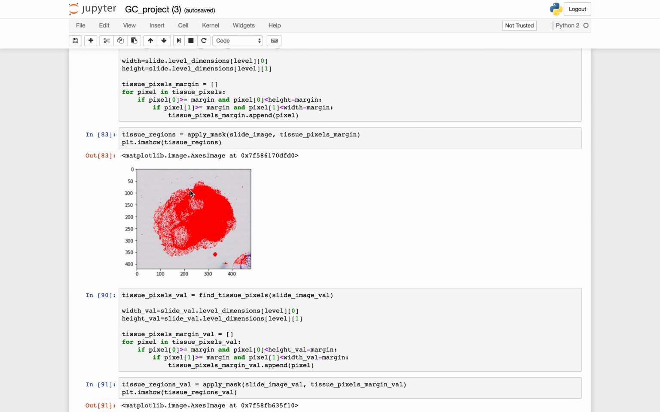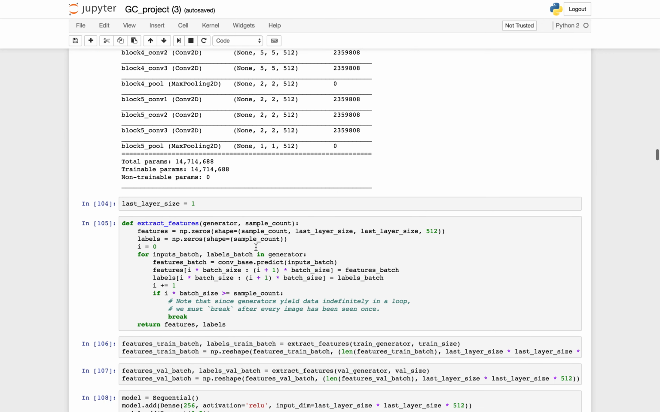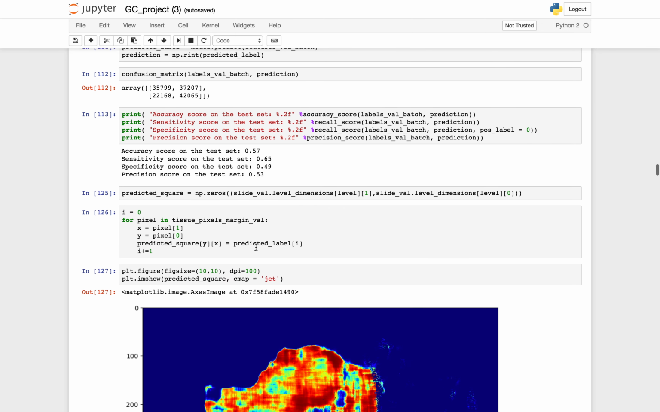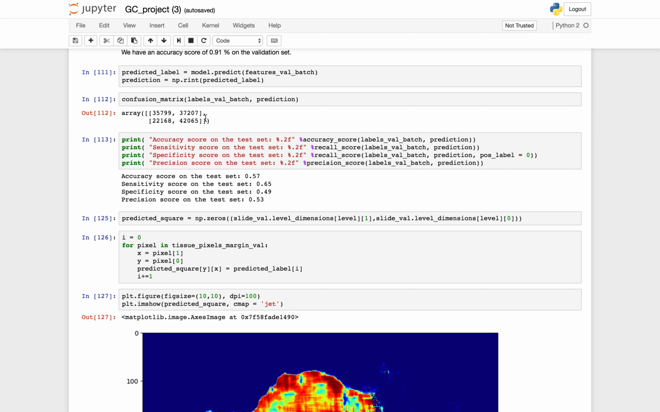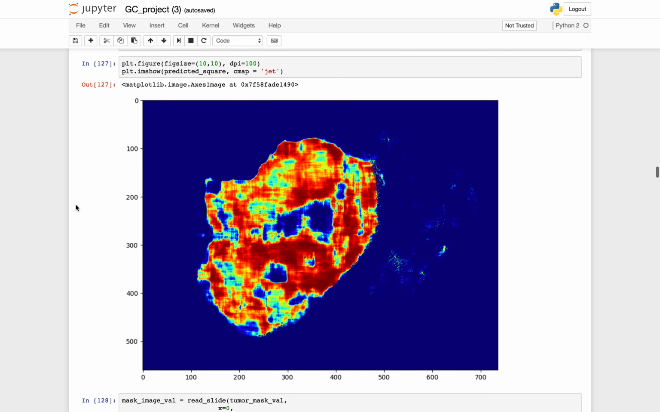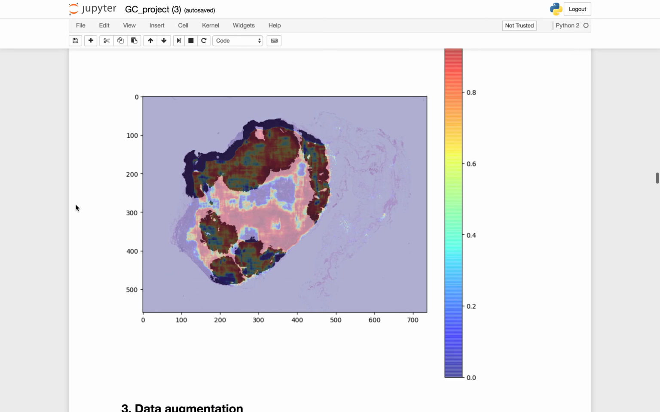So I'm only selecting the tissue cells. If I do the same again, we can see that we have a relatively decent confusion matrix for a first try, with specificity that is really average. So this is the prediction heat map that we get.